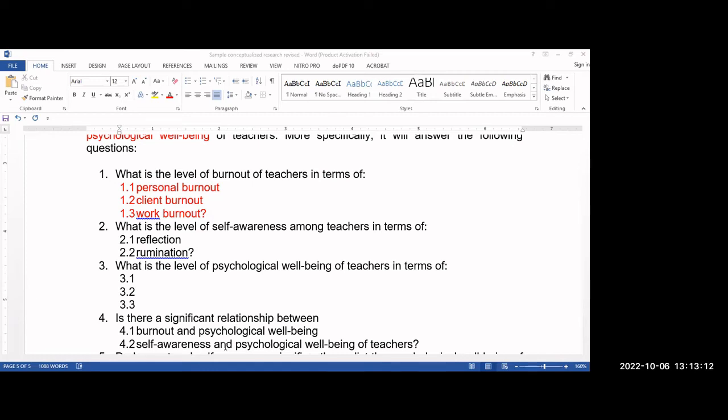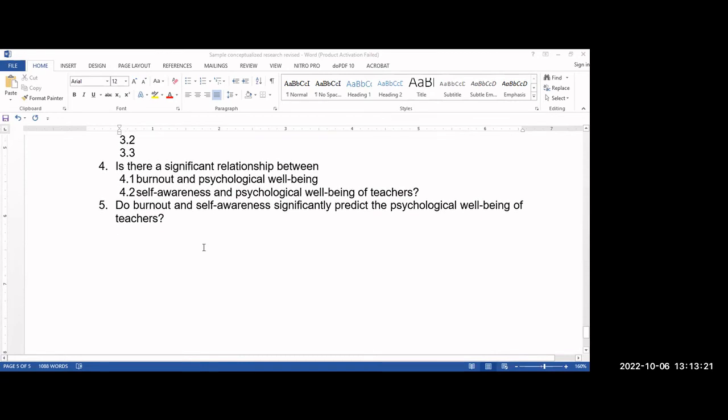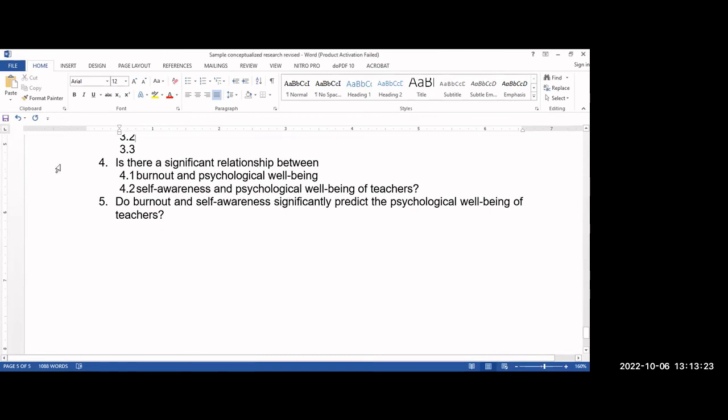Okay, so the next, after you have already placed a descriptive question for each of the variables, you can proceed to inferential questions. Okay, so an inferential question is a question whether you want to correlate or you want to compare, based on what is the intention of your study. So the direction of this study is to determine the influence. So you are correlating here.